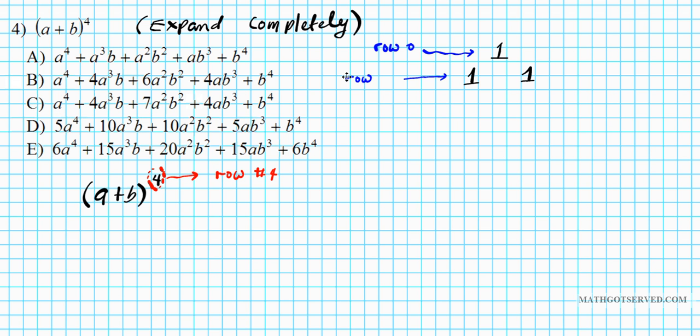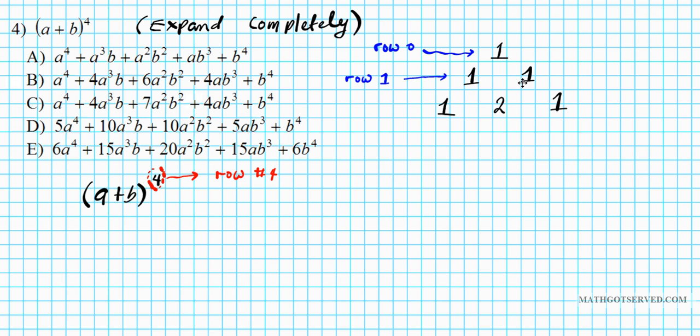How far are we going? We're going all the way to row 4 because that's the power that this binomial expression is being raised to. Okay, so 1, 2, 1. Remember the procedure for creating Pascal's triangle is you have 1s on the exterior, and then to get the number underneath, you just add the 2 numbers on the top. So 1 plus 1 creates 2. The bottom middle is generated by adding the 2 on the top.